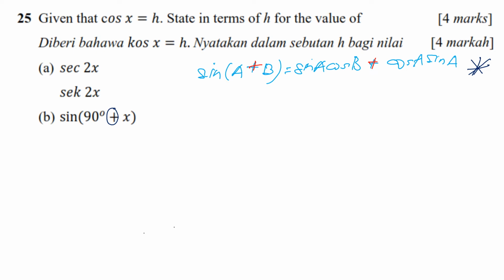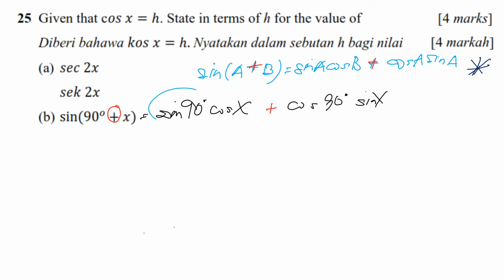Okay, good. So now what I'm going to do is sub this one. I'm going to have this one as sine 90 degree cos x plus. Why plus? Because this is plus. Follow the formula. It says cos, the first item is 90 degree, and sine x. So here you are tested on the value of sine and the value of cos.